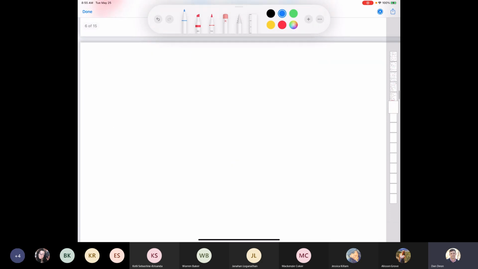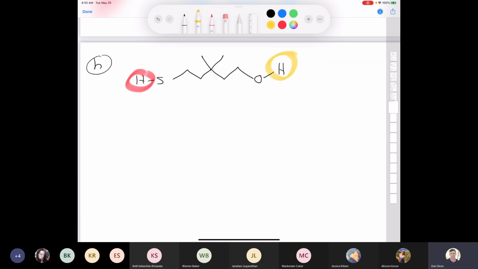Okay, I got one more question. We're going to do this really quick. I want you all to nail this one. If I have this compound, what's more acidic, the red proton or the yellow proton? Give me the fastest answer you got. It's the red proton, right?